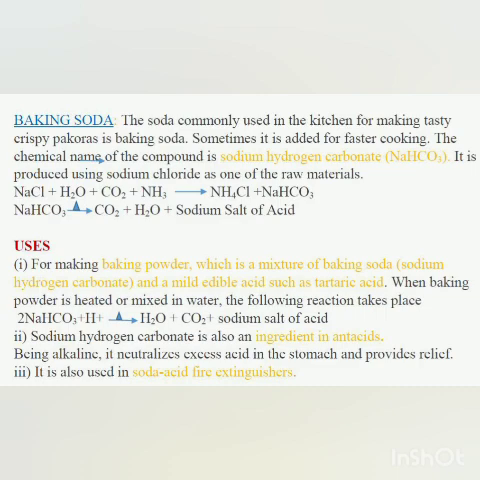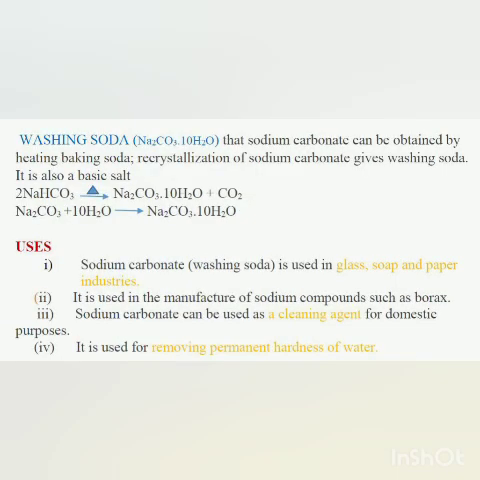Now we come to washing soda. That is Na2CO3.10H2O. And it is obtained by heating baking soda. When you are heating baking soda, sometimes recrystallization of sodium carbonate takes place, which gives us washing soda. So it is a basic salt. Is it clear? You can see in the equation. So while heating baking soda, the recrystallization takes place and we get washing soda.